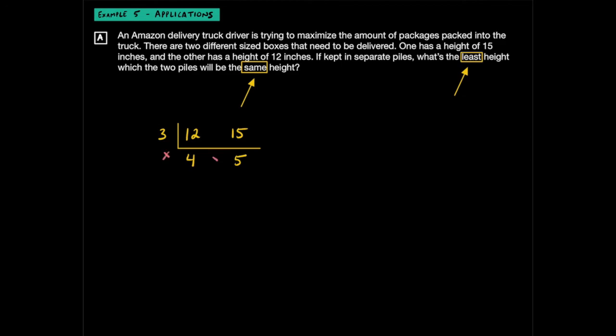The product of these numbers on the outside are going to get us our LCM. 3 times 4 is 12, and 12 times 5 is going to be 60. So far, we found out that the LCM is 60.